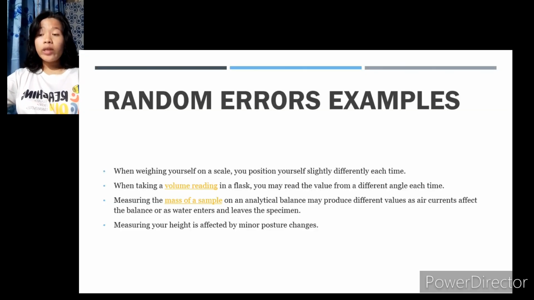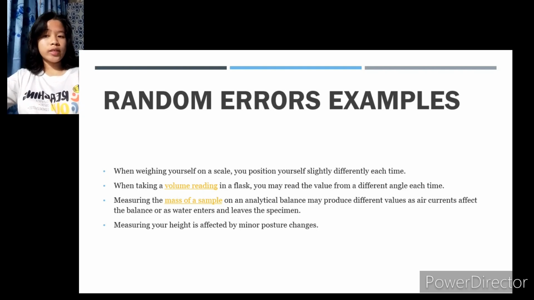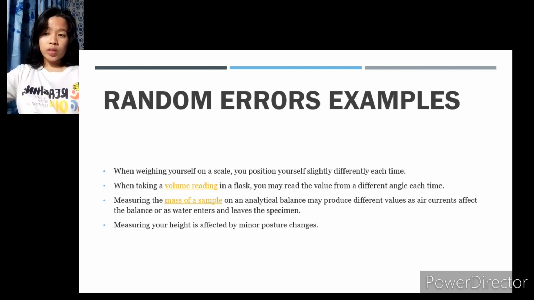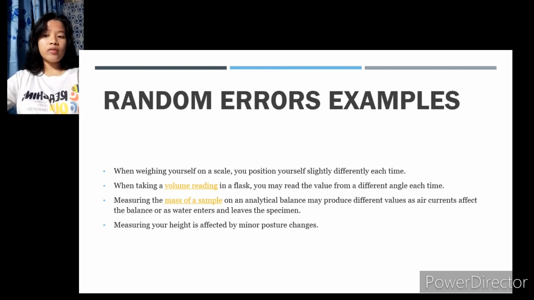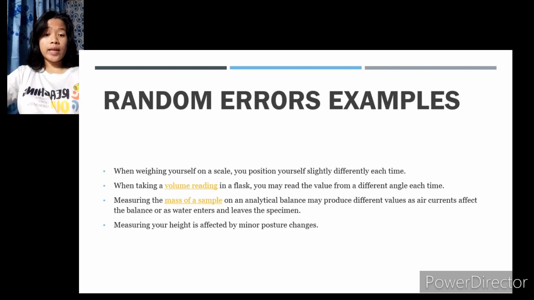So here are examples of random error when applying it to real-life situations. When you weigh yourself on a scale, you position yourself slightly differently each time, so you get different values. The next one is when you take a volume reading in a flask, you may read the value from a different angle each time. Measuring the mass of a sample on an analytical balance may produce different values as air circulates and affects the balance, or as water enters and leaves the specimen. And measuring your height is affected by minor posture changes.